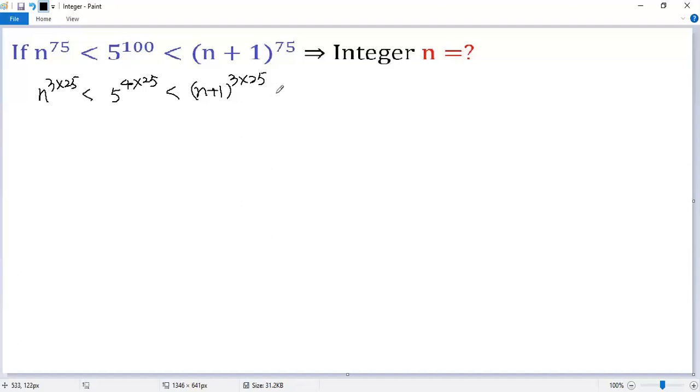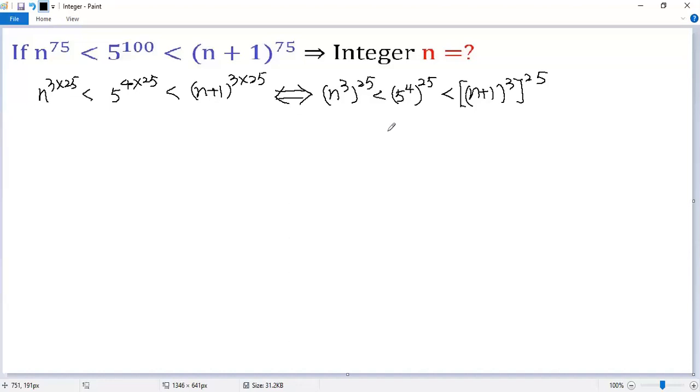Now, using the exponent rule, this condition is equivalent to n cubed to the power of 25 less than 5 to the power of 4 and then to the power of 25 less than n plus 1 cubed and then to the power of 25. Now they have the same exponent 25.